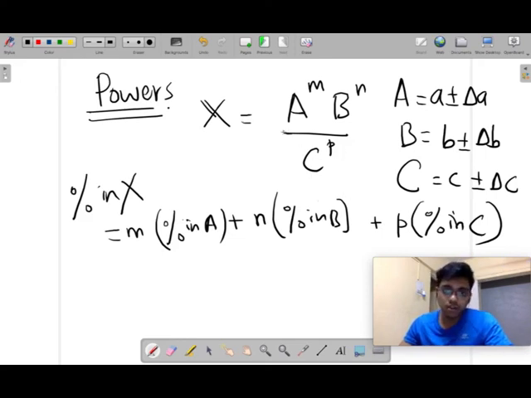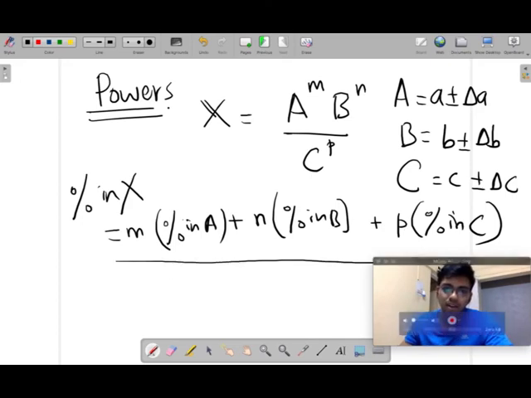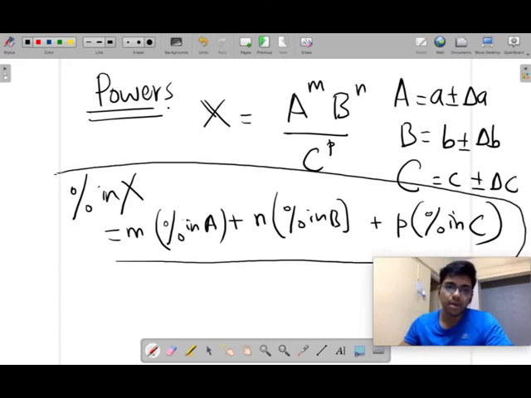Now even though c is in the denominator and it's a division, its error is always added. You don't subtract error at all. So this is the formula for finding percentage error in a quantity which depends on many other quantities a, b and c. Percentage error is always added, and if the individual quantities are raised to some power, you multiply that power with the percentage error in that particular quantity.